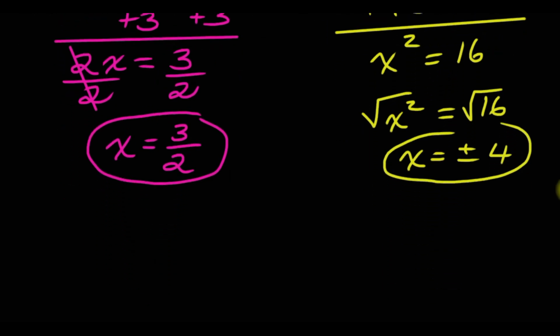This equation has 3 real roots. So these are all real numbers. So x is plus or minus 4, and then you have 3 over 2.